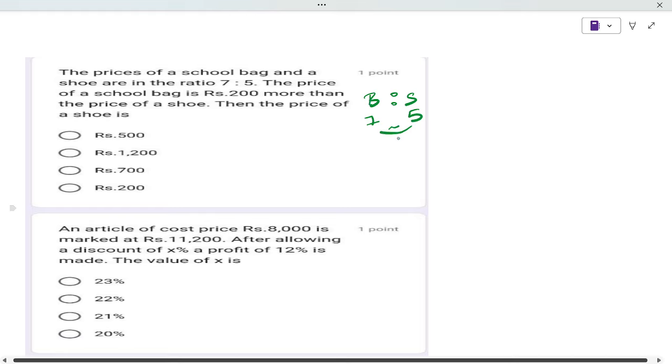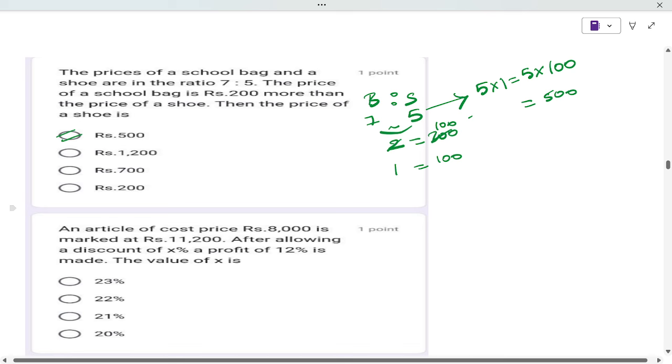The bag has 2 parts more, and this is equivalent to 200. That means 1 part is equal to 100. The shoe has 5 parts, so 5 into 100 gives us 500. Then the price of the shoe is 500.